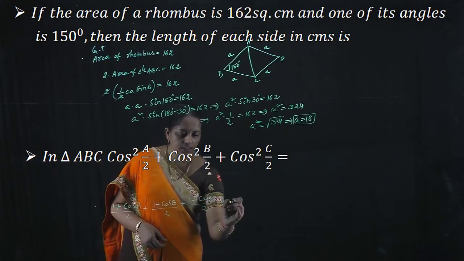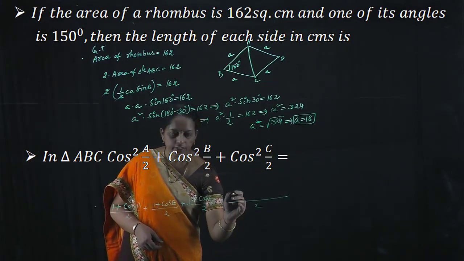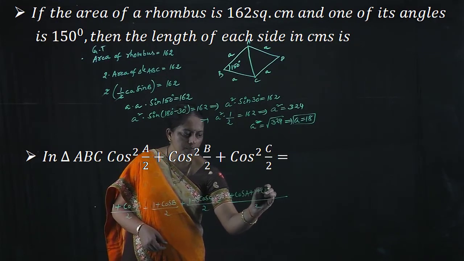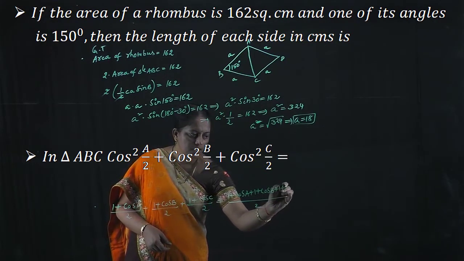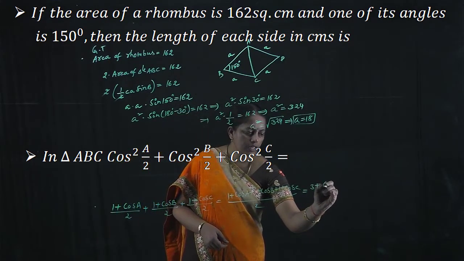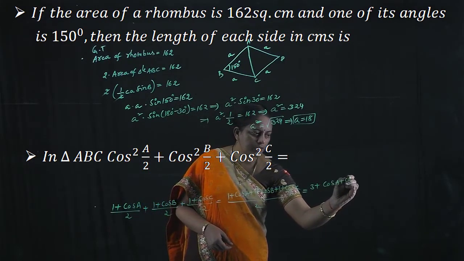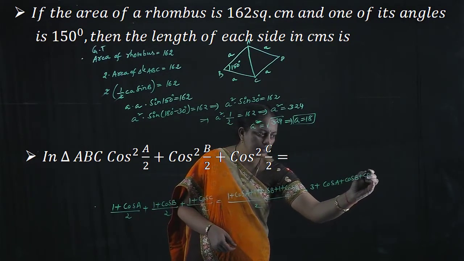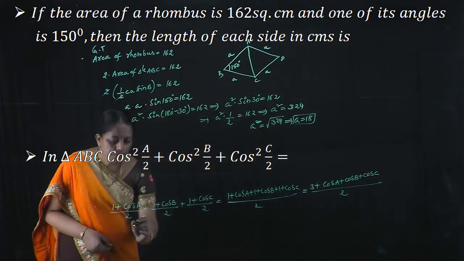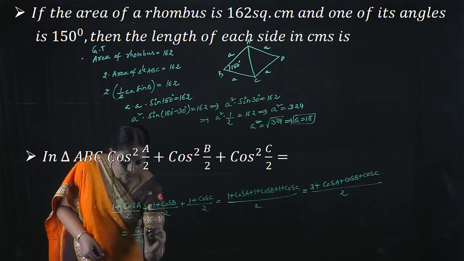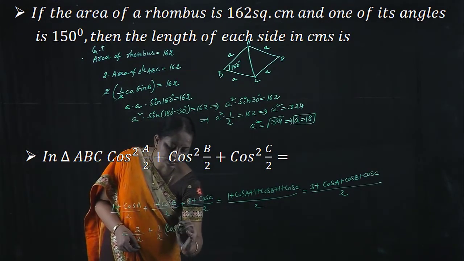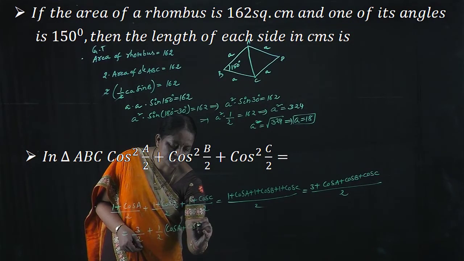From this, consider the LCM as 2, and in the numerator we get 1 plus cos A plus 1 plus cos B plus 1 plus cos C. This is equal to (3 plus cos A plus cos B plus cos C) by 2. It can be written as 3 by 2 plus 1 by 2 into (cos A plus cos B plus cos C).